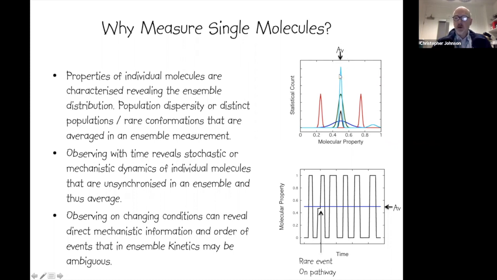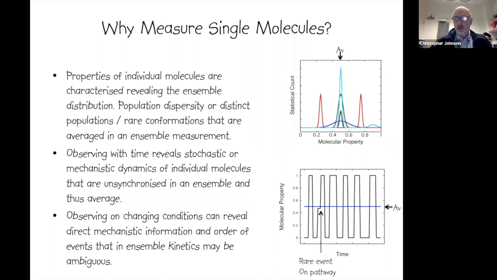But this average could arise from a variety of different situations where you had a very narrow distribution of material with the property at that average. You had a very broad distribution of properties which generated that average. You had two distinct populations that would then generate this average. And also within all of these scenarios, you could have small amounts of other material, a so-called rare conformation. So this is a huge benefit of making single molecule measurements.